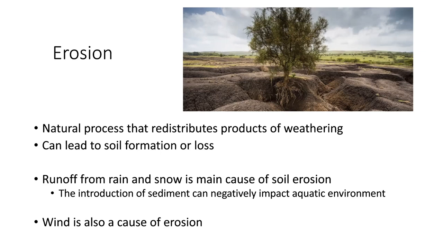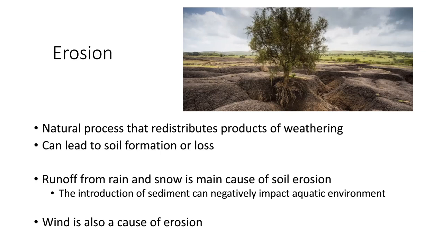And with this, it is a natural process. It helps move around the different products of weathering. So in that way, it can either lead to soil formation if we're bringing in new substances to form that soil, or if we're removing them, now we're obviously going to be losing that soil. But when we're thinking about it in terms of the removal process, wind, we can just think about if we've got loose soil on top, the wind's going to be able to come along and just scatter it that way. So we're going to lose the soil in that process.